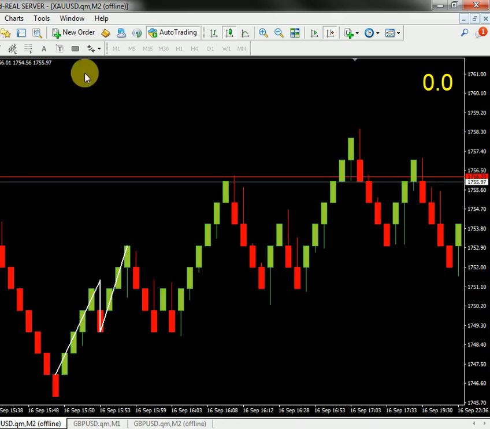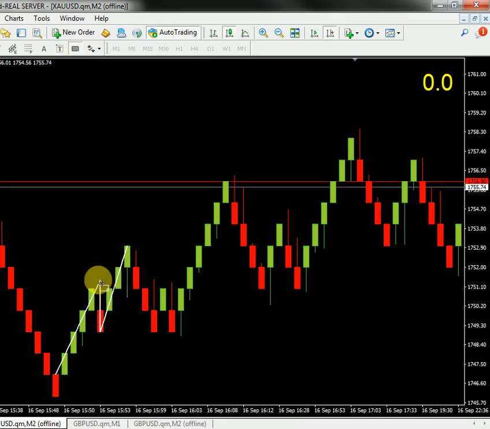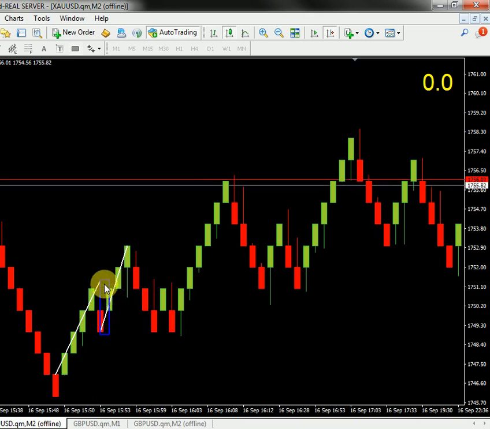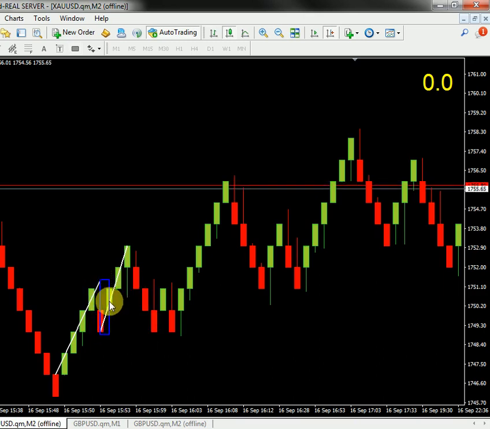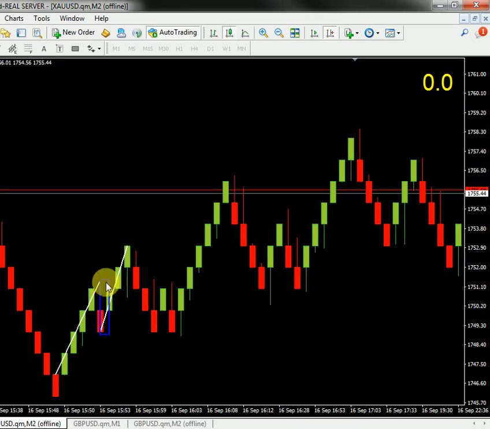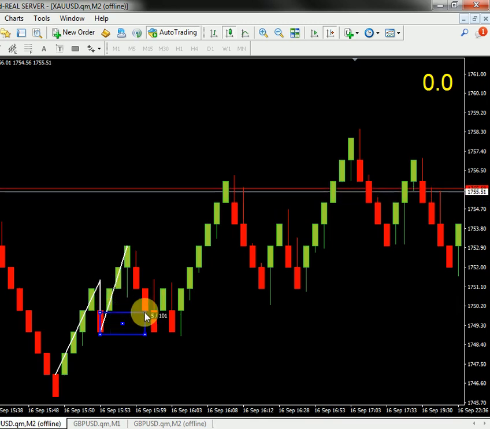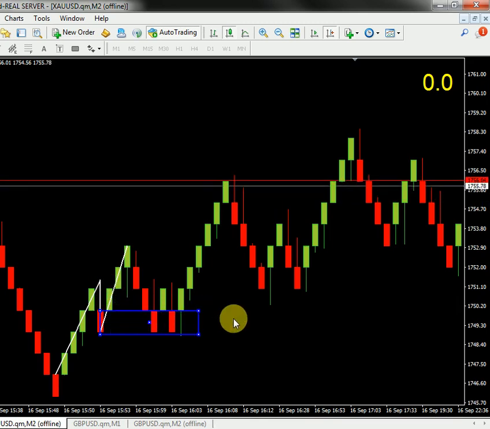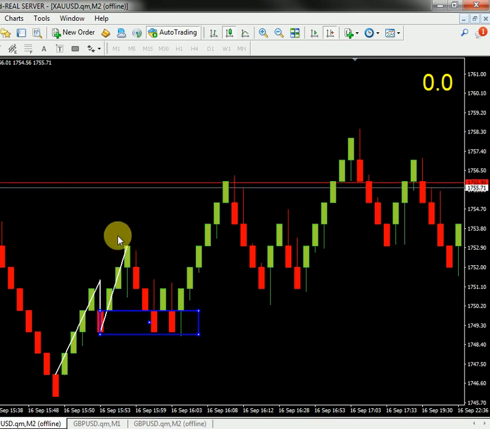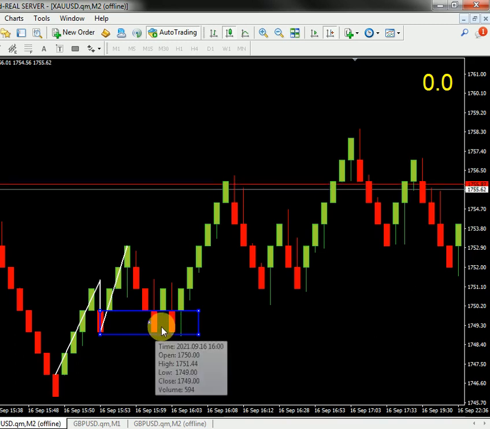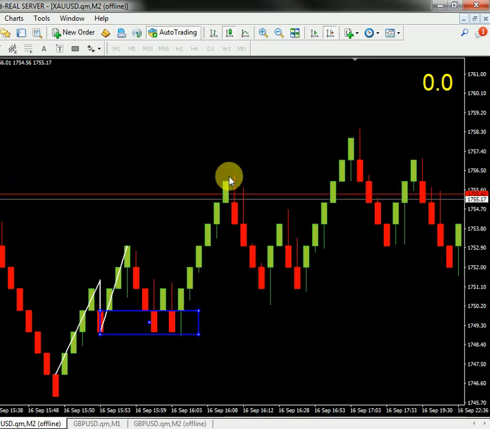So the biggest zone is here, the biggest B zone. But we look for the best B. The best B for a buy is the last bear candle, so here. Then the price comes back to this zone and goes up. So you see that.